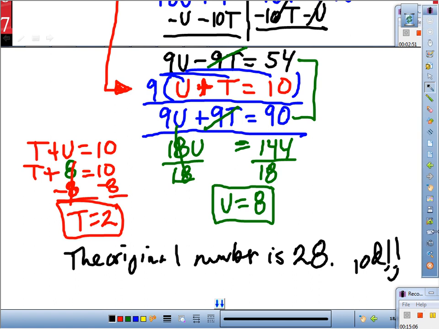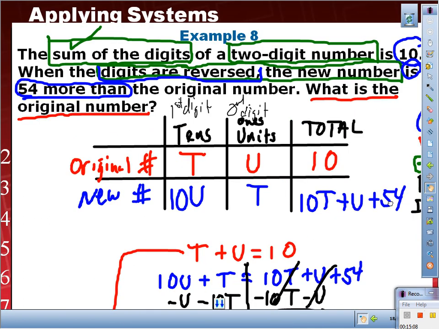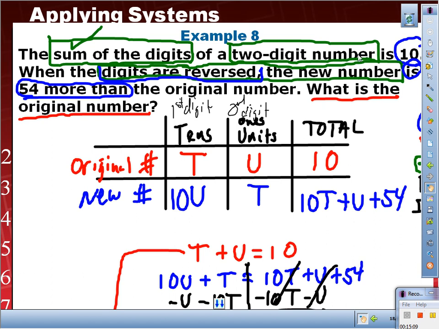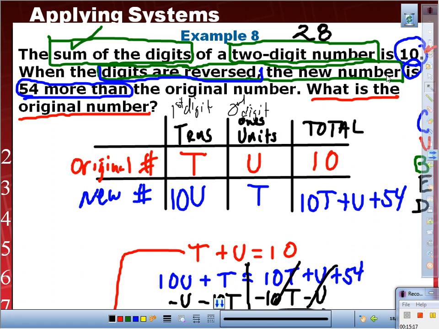Now let's see if it's true. It says the sum of the digits of the two-digit number. So we said that the two-digit number was 28. What does the sum mean? That we add these, right? What is 2 plus 8? 10. Okay, so that's true so far. But then it says, when the digits are reversed, what would be our new number? 82. It says that the new number is 54 more than the original. What was the original? 28. What is 28 plus 54? That's 82. Yes, it does work.